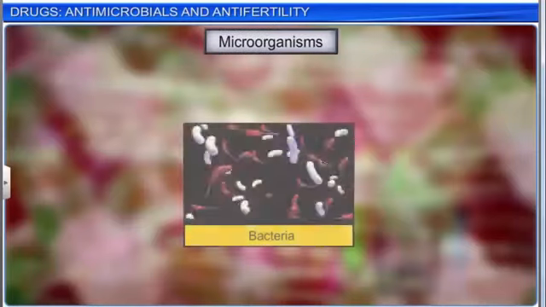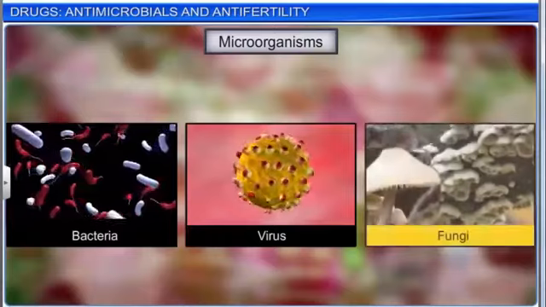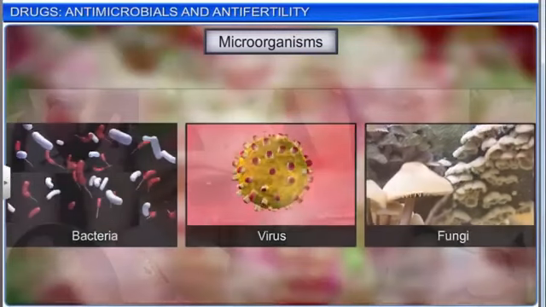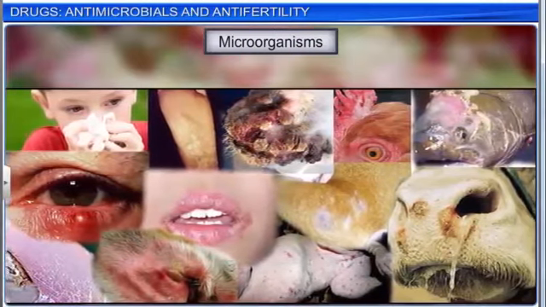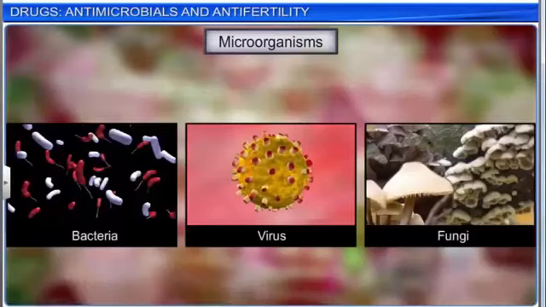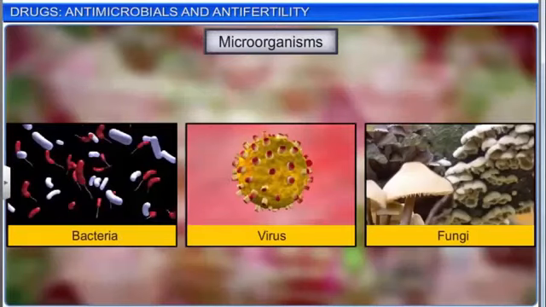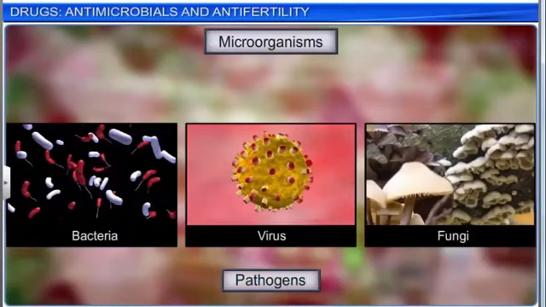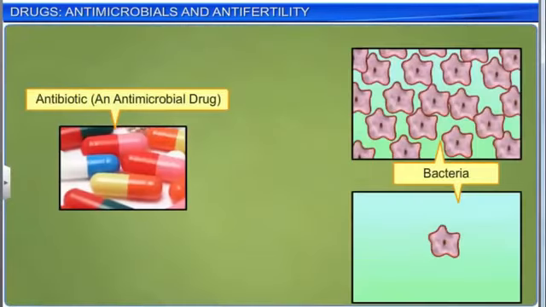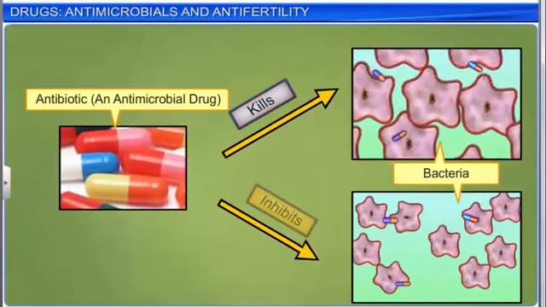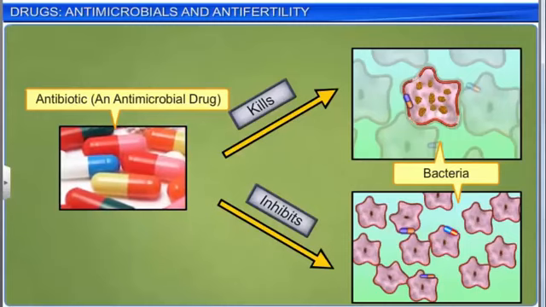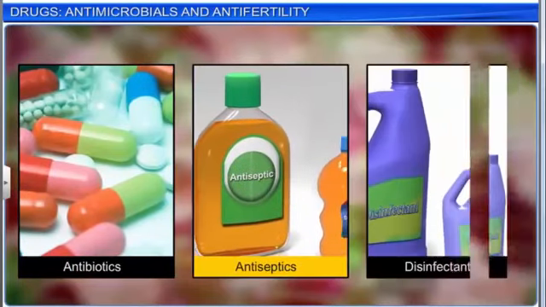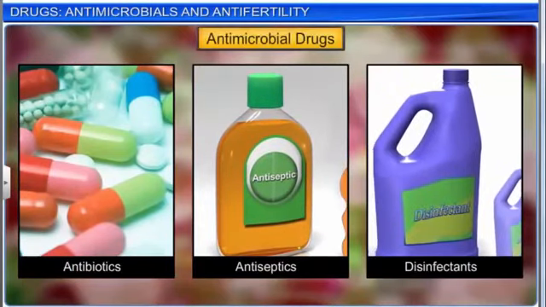Microorganisms such as bacteria, virus, and fungi cause different diseases in human beings and animals. Such disease-causing microorganisms are called pathogens. An antimicrobial is a substance that kills or inhibits the growth of these microorganisms. Antibiotics, antiseptics, and disinfectants are antimicrobial drugs.